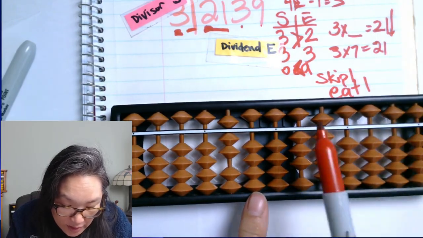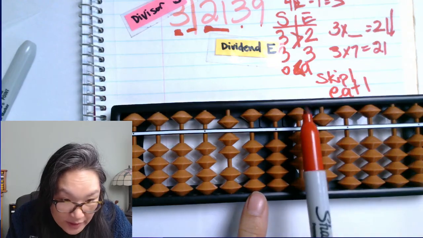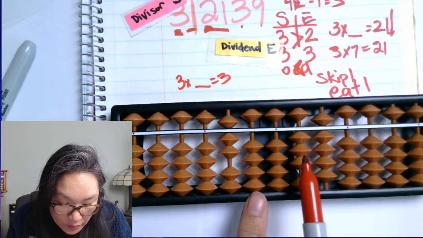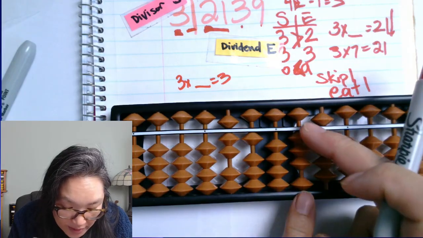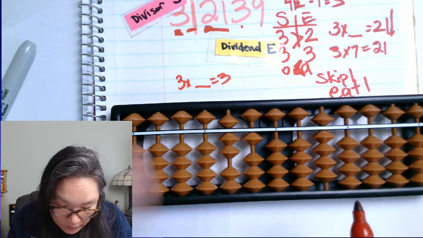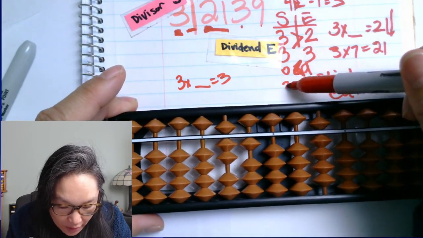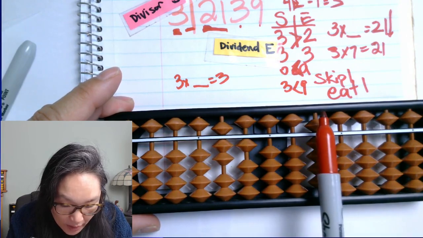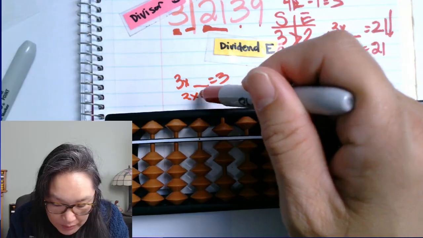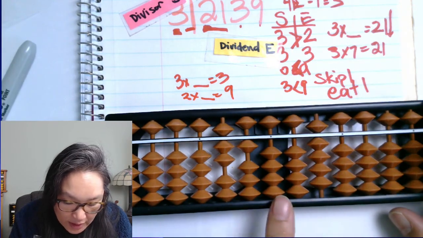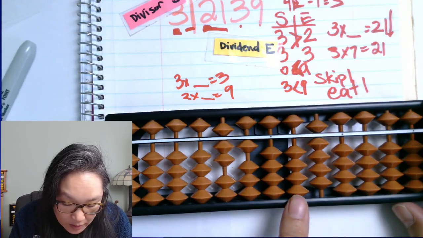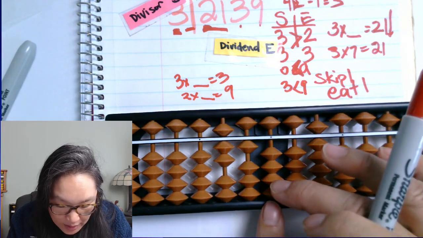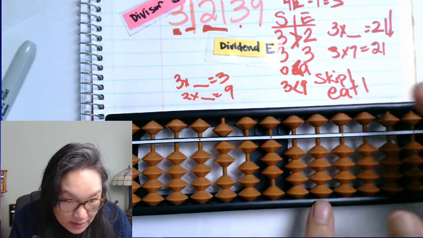Now I only use one of the columns. So the question is, 3 times what is equal to 3? 3 times 1 is equal to 3, so I take away the 3. That's it. Then we do it again. Our divisor is 3. Our dividend is 9. Our dividend is bigger, so we're only going to use the 1. So the question is, 3 times what is equal to 9? 3 times 3 is equal to 9. So I add my 3 and I take away 9. That's it.